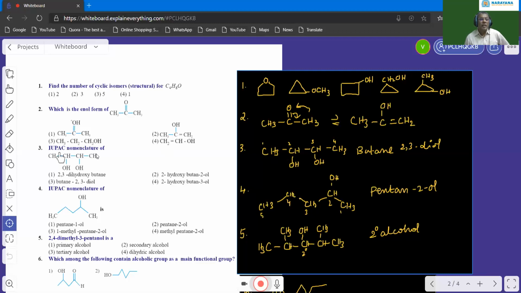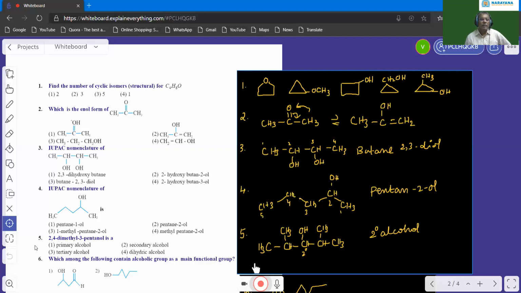The IUPAC nomenclature of CH3, CHOH, CHOH, CH3 is, if you give numbering 1, 2, 3, 4, butane 2,3 diol. So fourth question, IUPAC nomenclature of this compound. If you give numbering from right to left, 1, 2, 3, 4, 5, on the second carbon you find OH. So that is pentan-2-ol.